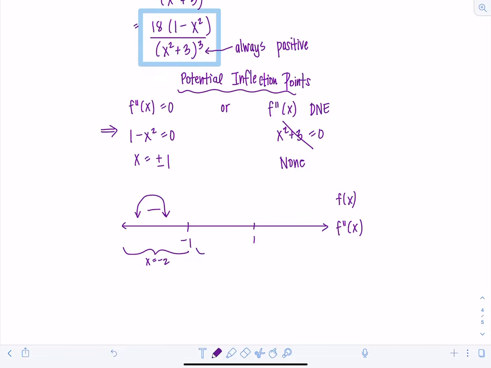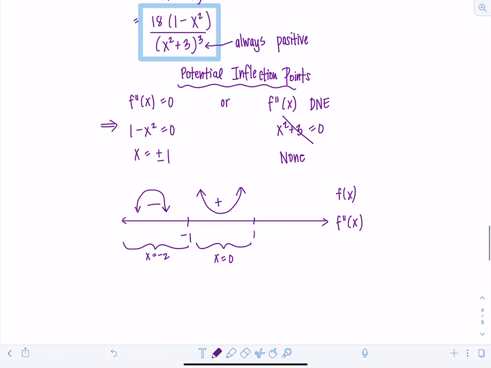All right, between negative 1 and 1, what's a nice number to plug in? I vote for 0. Again, I'm substituting this into the second derivative. So 18 times 1 minus 0, that's going to be positive, which means f of x is concave up. Lastly, the interval from 1 to infinity. We can try something like positive 2, and 1 minus 4 is going to be negative. So f of x is concave down on that interval.